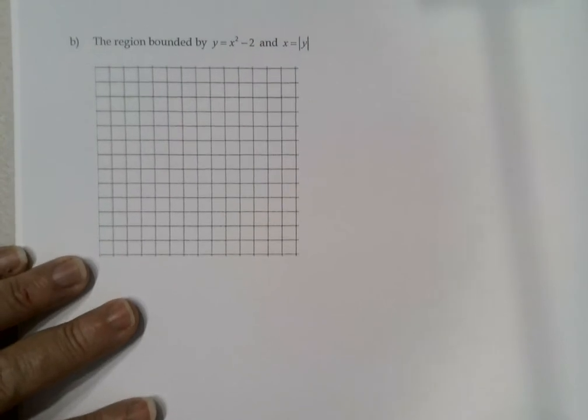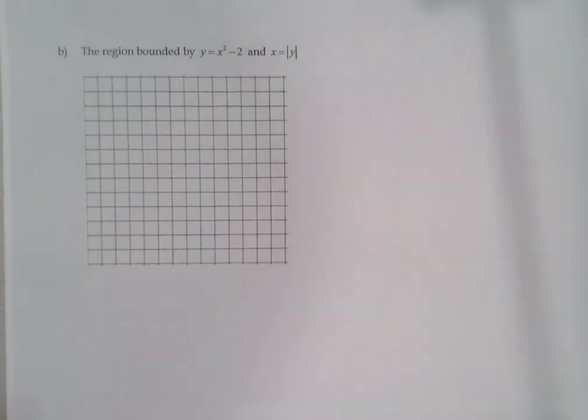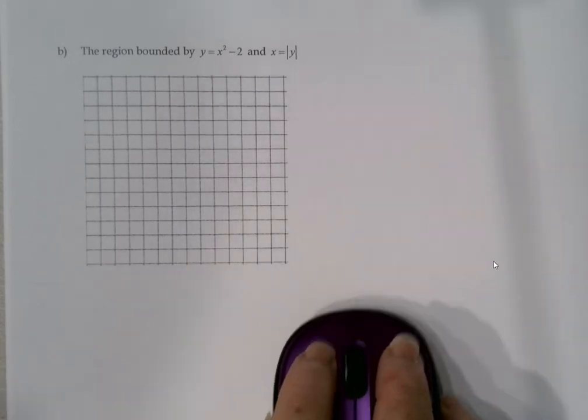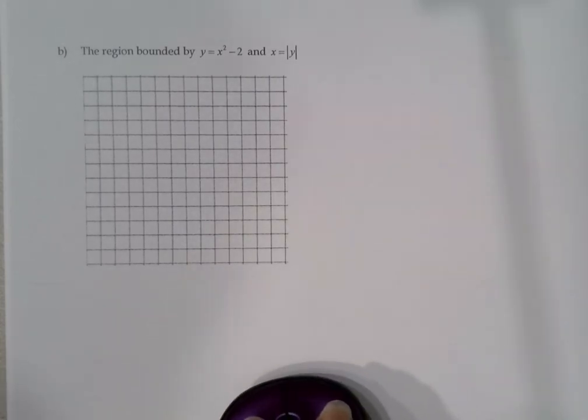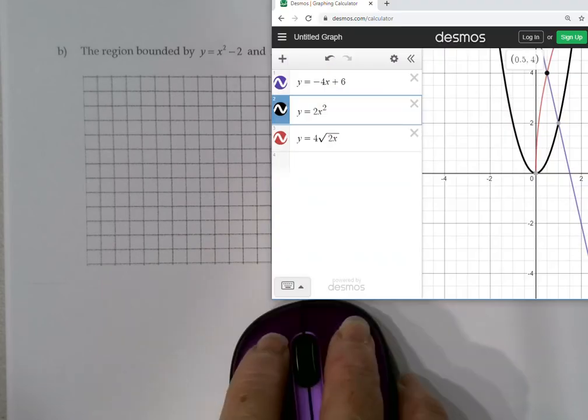Let's try this one next. This time I want the area bounded by y equals x squared minus 2 and x equals the absolute value of y. As soon as I see that absolute value, I know that I'm very likely to need two separate integrals. I'm going to go ahead again and just pull up Desmos for us so we can graph this.